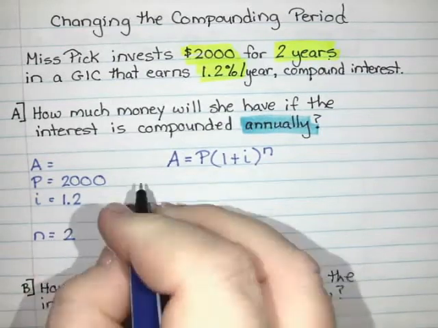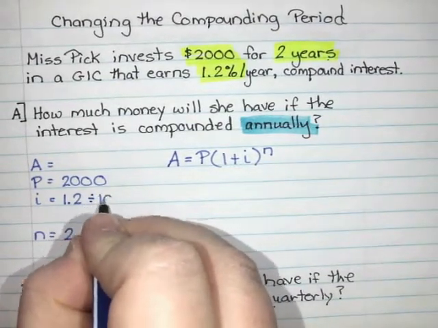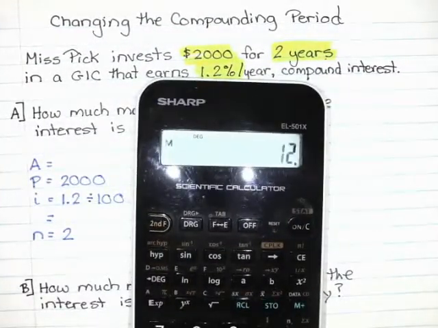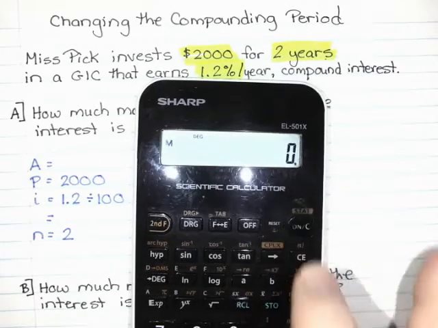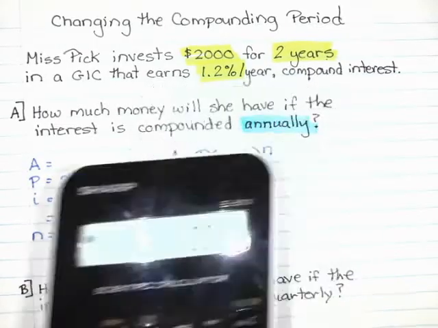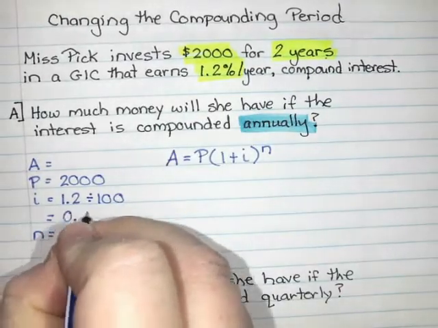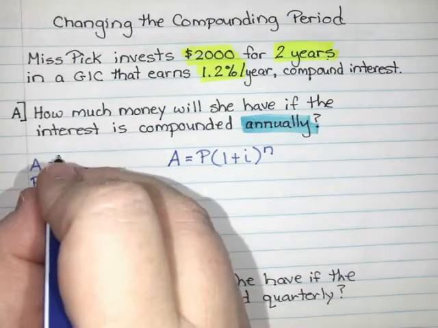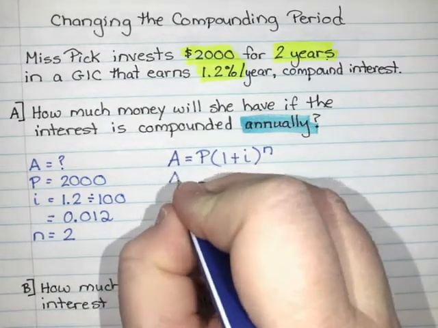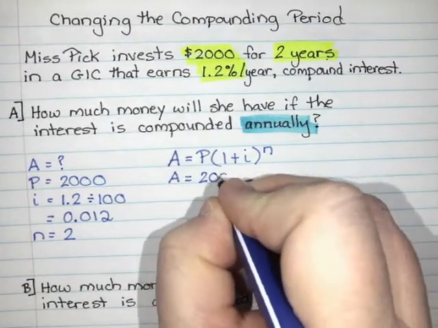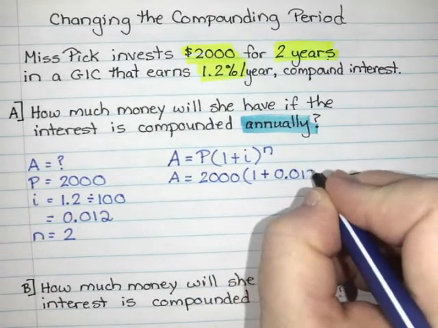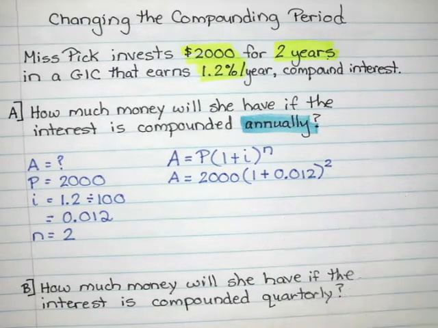But I cannot put that in as a percent. We always need to divide this by 100 to get our I value. So 1.2 divided by 100 is 0.012. Okay, I don't know the final amount. That's what A stands for, but we are about to calculate it. So A equals P, 2,000, times (1 plus I, which is 0.012) to the power of N, which is 2.